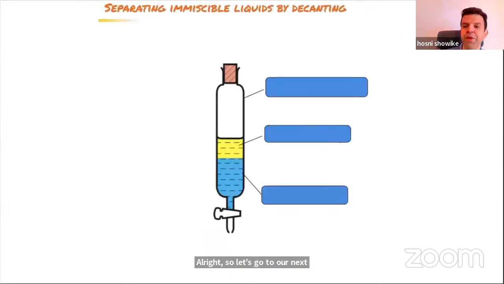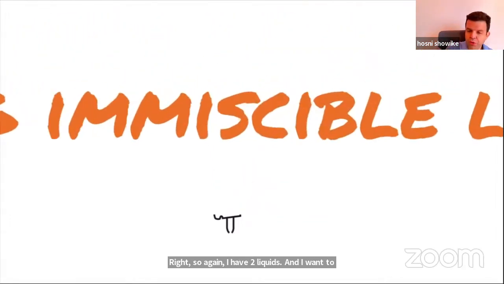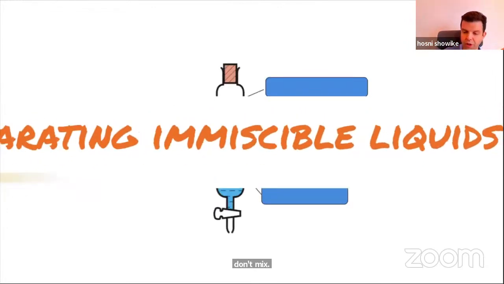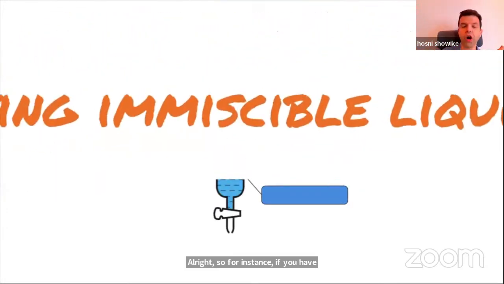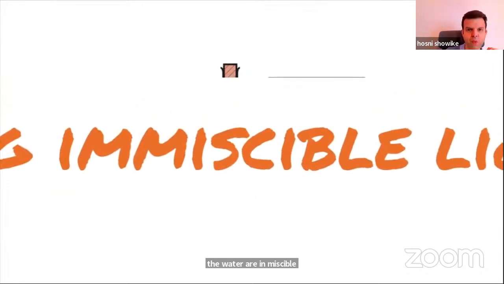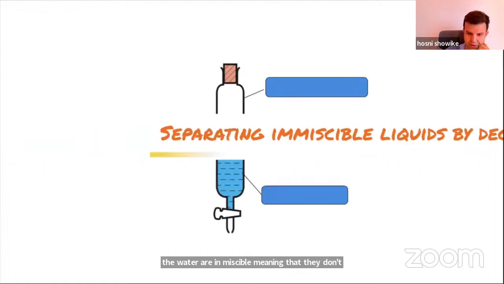This time I'm separating liquids. Again, I have 2 liquids and I want to separate them. But those 2 liquids, see the word, there's a new word probably to you. The 2 liquids are immiscible. What does it mean when I say the liquids are immiscible? Immiscible means they don't mix. So for instance, oil and water are immiscible, meaning that they don't mix very well with one another.